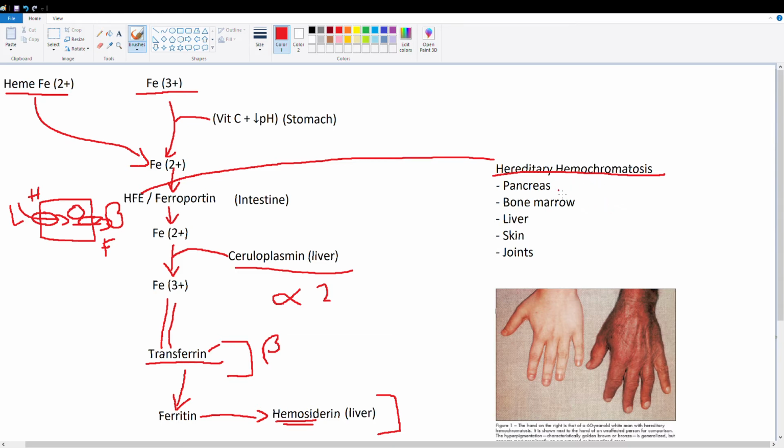So this iron likes to deposit in the following places. It likes to deposit in the pancreas, where it can destroy beta islet cells and cause diabetes. It likes to deposit in the bone marrow, so you can get anemia from this, because bone marrow is where blood is produced. It likes to deposit in the liver, obviously, because hemosiderin is right there. And these free radicals buildup can cause cirrhosis. Then it can deposit in the skin, which causes a darkening of the skin, as you can see with this hand over here on the right. And it can also deposit in the joints, which can cause arthritis and joint pain.